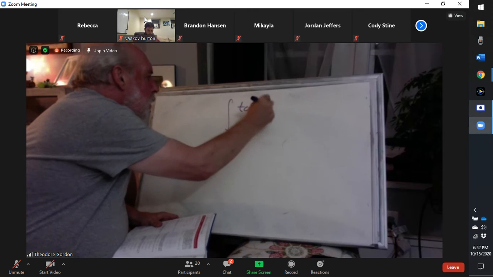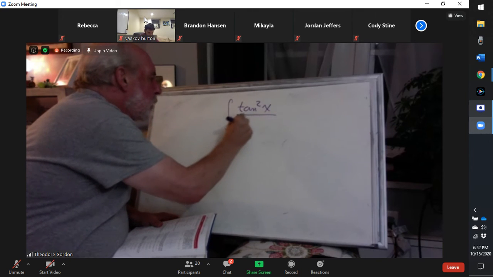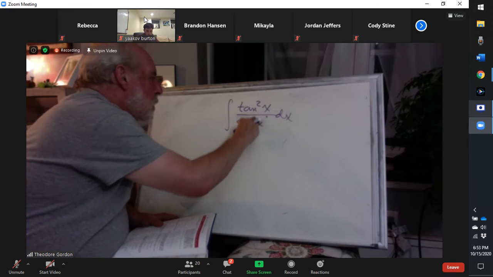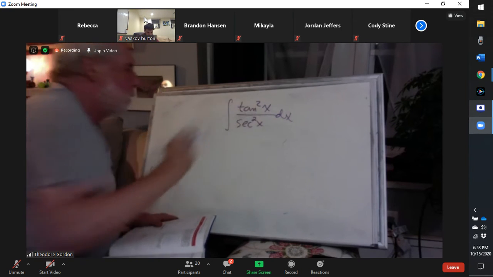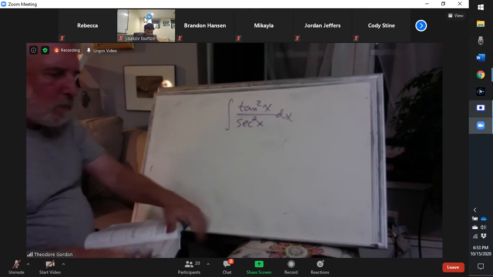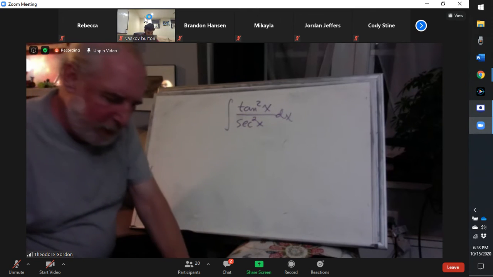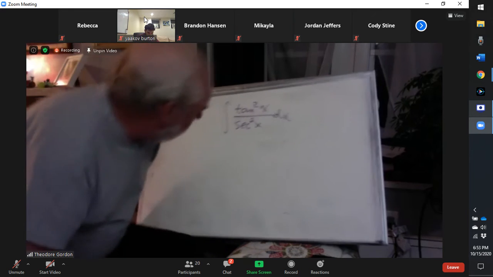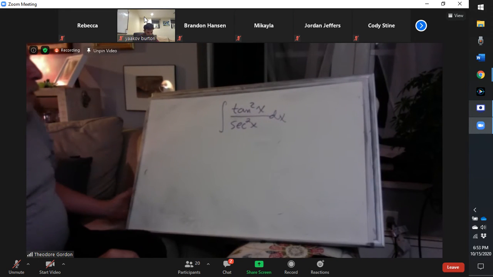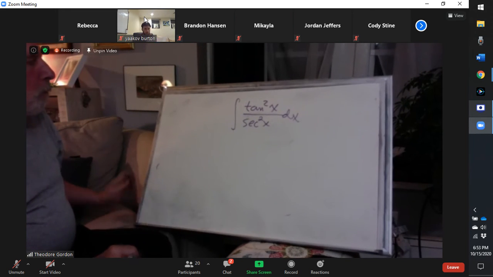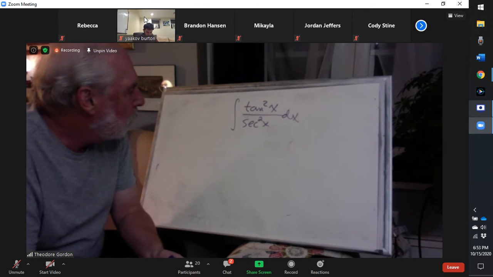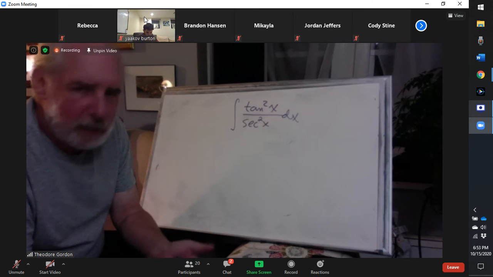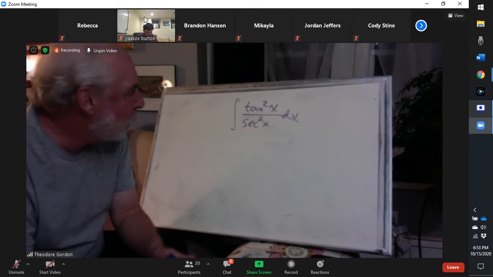Tangent squared over secant squared, all of that dx. Okay. The first thing to do is stare at it for a while. So there's a couple of things to do here. So this one looks, now you've got a secant squared down in the denominator.